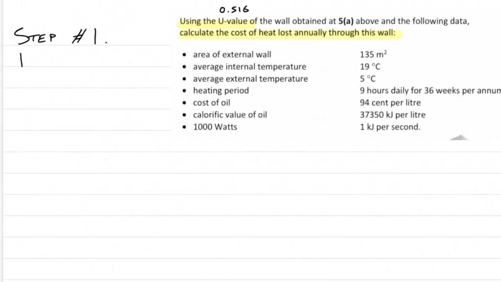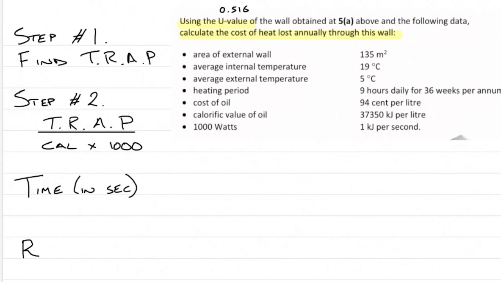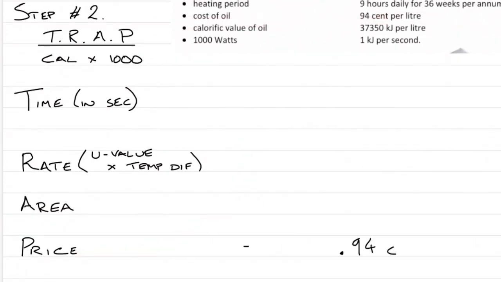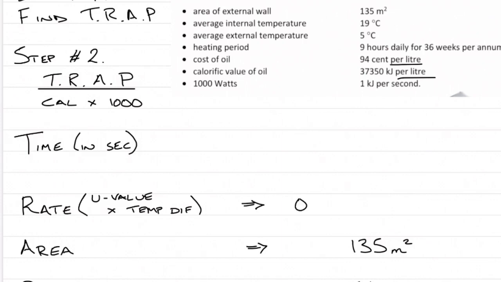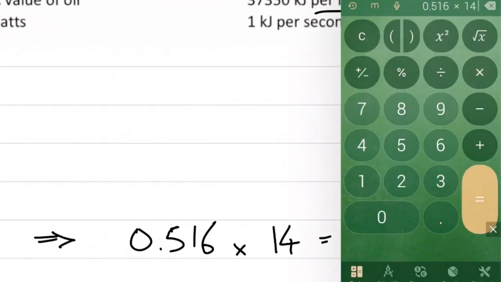So step 1 is our trap. So find our trap, which is time, rate, area, and price. And step 2 is using the trap, multiply each of the elements of the trap and divide it by cal multiplied by 1000. So the calorific value of oil multiplied by 1000. I'm just going to write out time in seconds, rate, use the U value multiplied by the temperature difference, area, and the price. The price is given to us at 94 cents. The area is 135 meters squared. No calculations there. The U value we know, and the temperature difference is 19 minus 5, giving us 14, 7.224.